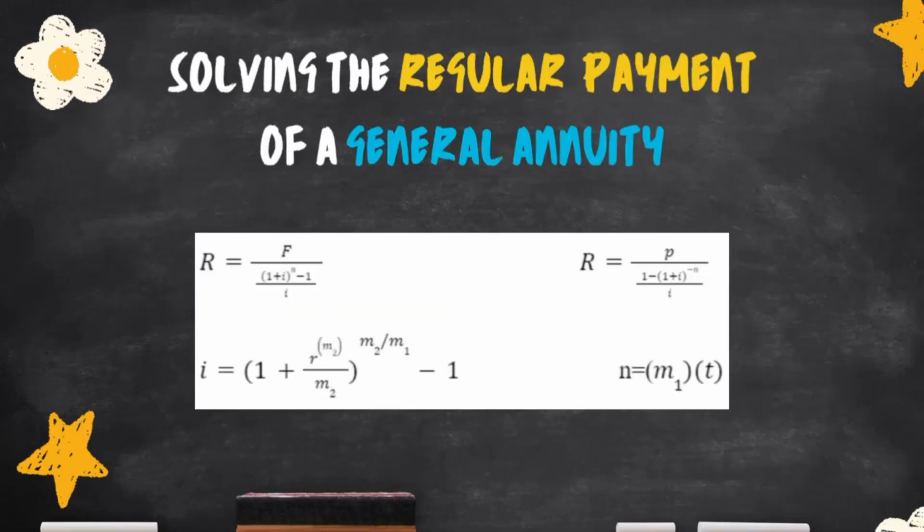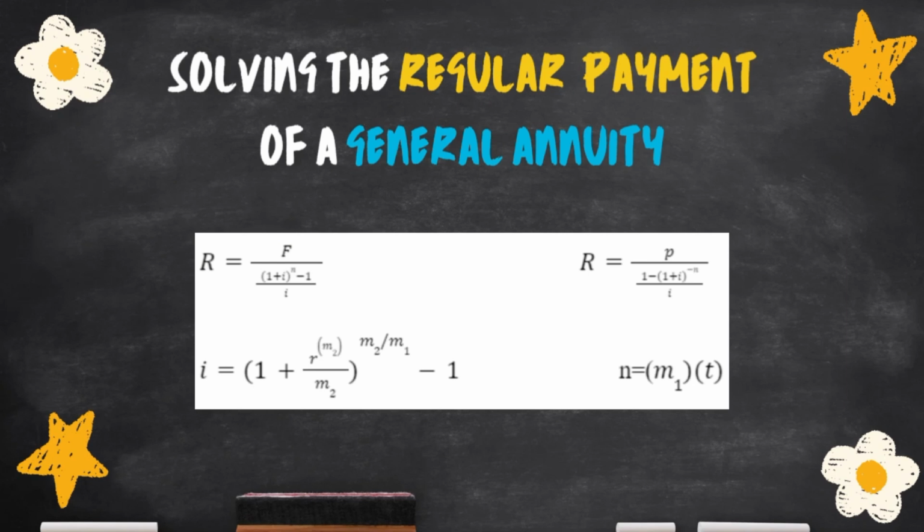Now we're off to solving the regular payment of a general annuity. In solving for the regular payment of a general annuity, we will use these formulas. If the future value is given, we will use F over 1 plus I raised to the power of N minus 1 over I. While if the P or the present value is given, we will use P over 1 minus 1 plus I raised to the power of negative N over I. And the formulas for I and N remain the same.